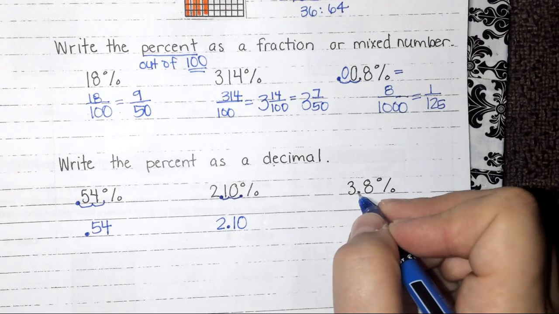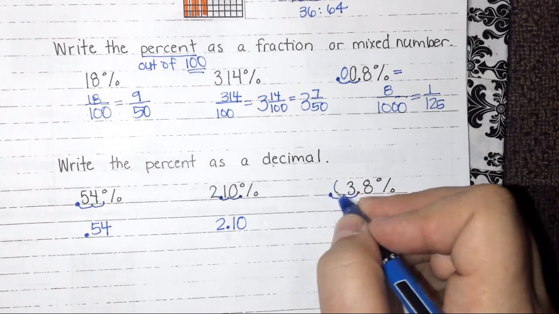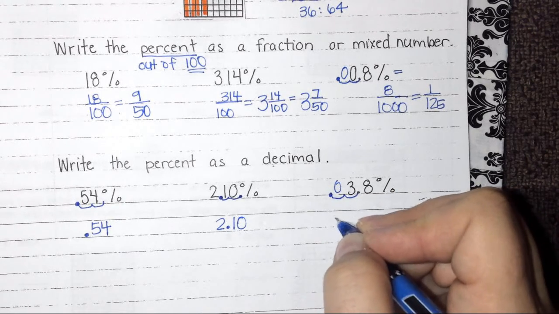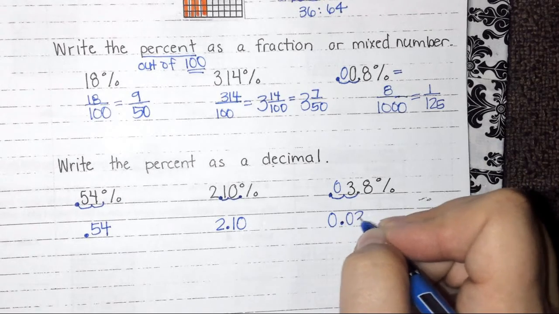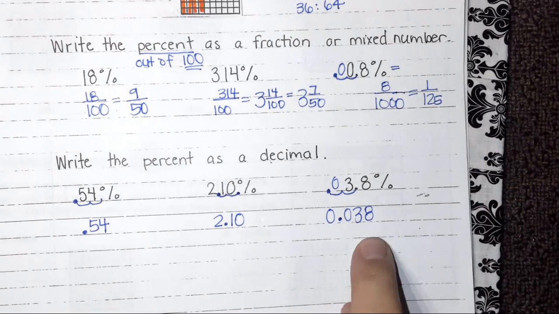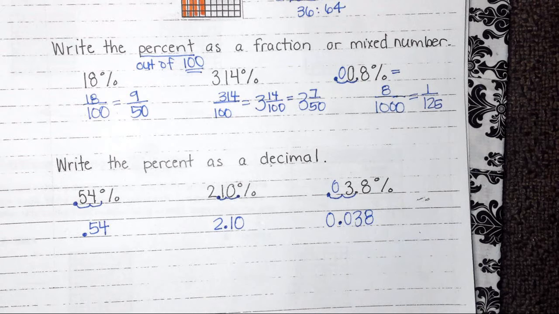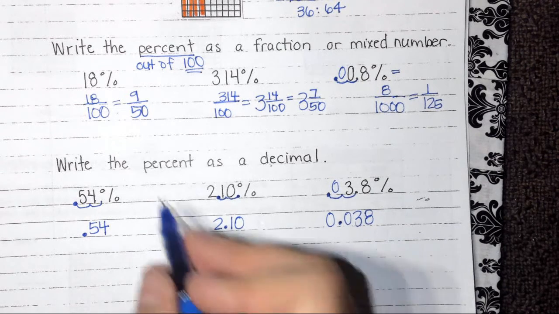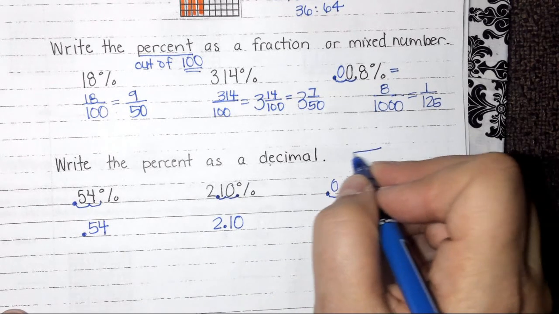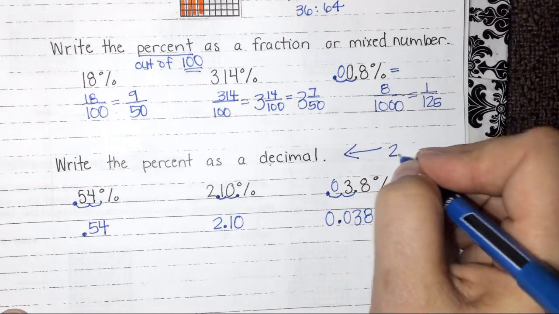And 3.8%, we move it 2 places. 0.038, which would be 38 thousandths, which is similar to what we had to do up here. So again, when you write your percent as a decimal, we're moving to the left 2 places.